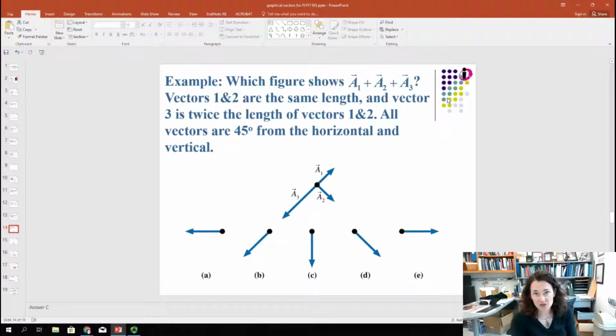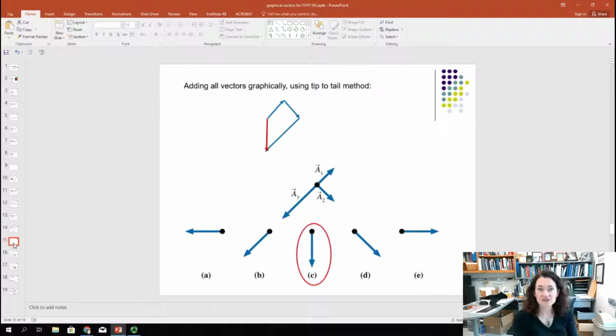Okay, let's do an example for a vector addition problem. Let's say that we have these three vectors indicated here, A1, A2, and A3. Which one of these choices shows you A1 plus A2 plus A3? In this drawing, vectors 1 and 2 are the same length, and vector 3 is twice the length of vectors 1 and 2. And they're all tilted at 45 degrees from the horizontal and the vertical, okay? I'm going to work this using graphical addition on the next slide.